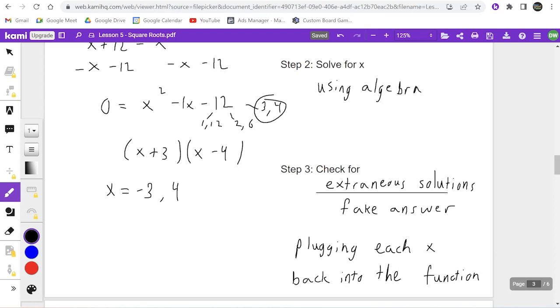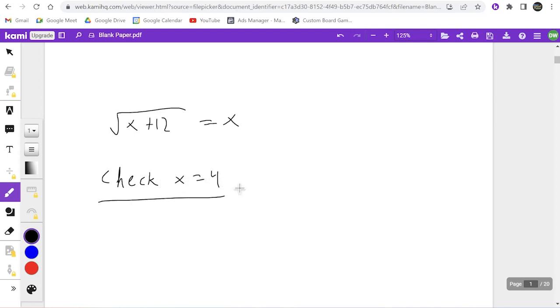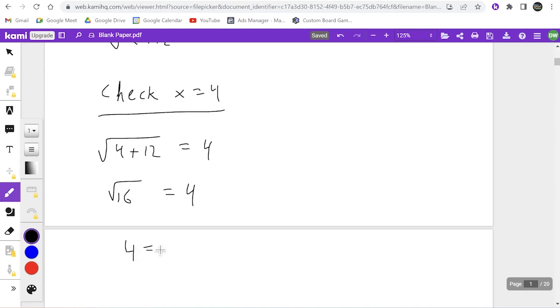So what that means is, if let's say I have the square root of x plus 12 equals x, first I will check x equals positive 4, which means I'm saying the square root of 4 plus 12 equals 4. And we don't know if this is true yet, we're checking it. So 4 plus 12 is root 16 equals 4. Is that true? What's the square root of 16? Well, that's 4. So 4 equals 4. Check. We're good. 4 is a true solution.